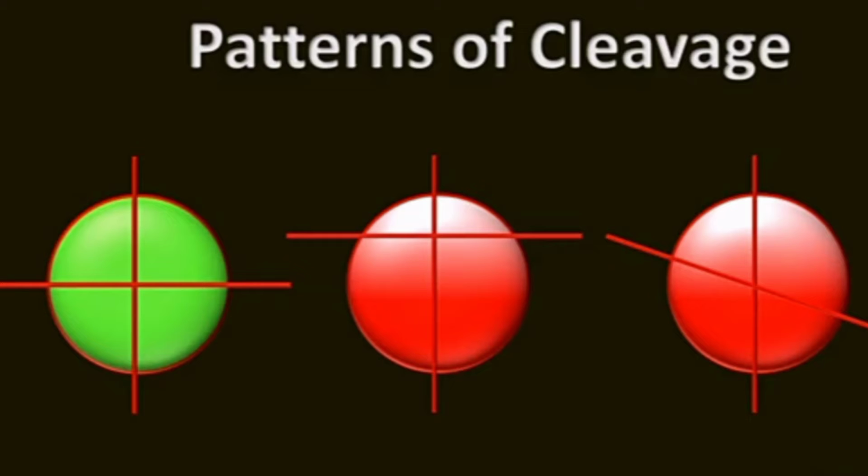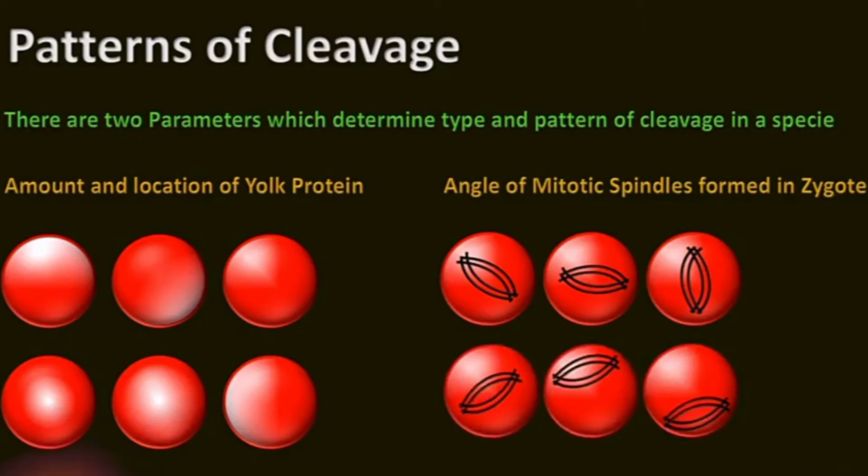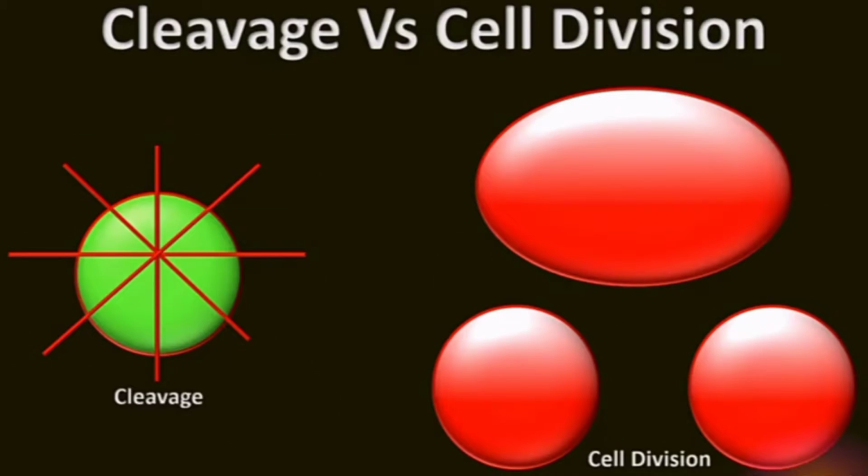Today the topic of the video is pattern of cleavage. The previous video topic was cleavage. Here today the topic is pattern of cleavage. Let's start the topic. There are various patterns of cleavage which depend upon the amount and distribution of yolk in the egg, and the orientation and position of the spindle.